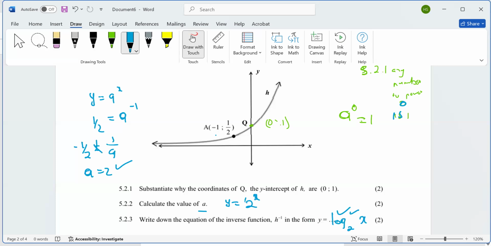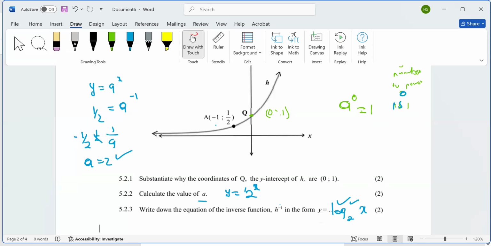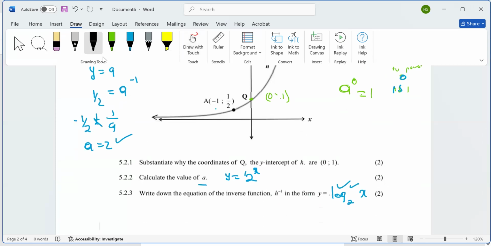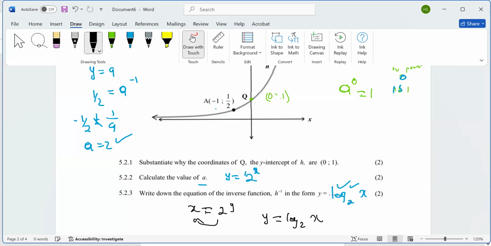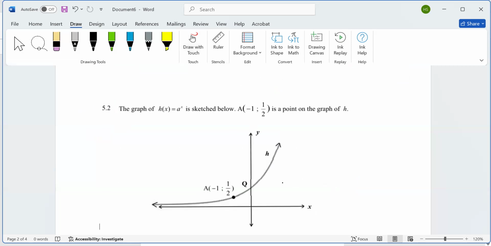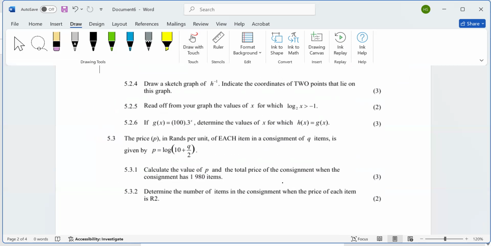So here there was no log. We log it, and then we're left with the log. But just to be on the safe side, maybe we can do this. We can tell them whatever is x is going to become y. Then you have x equal to 2 to the power of y. This is logged. It says y is going to be equal to log base 2 of x. But they're still going to give you full marks. If you just log and unlog it, still going to get full marks. Okay? We are done with this one.